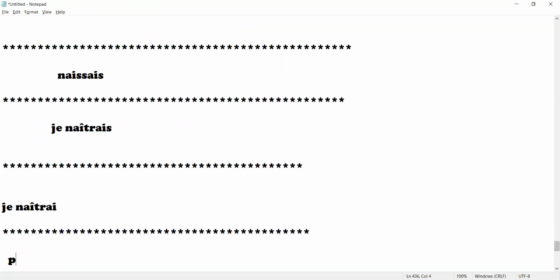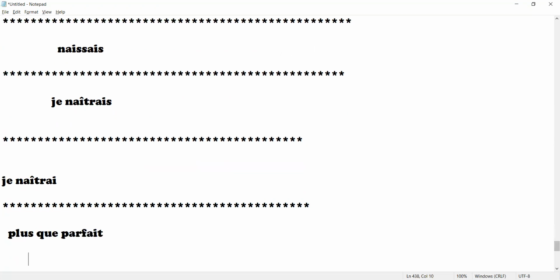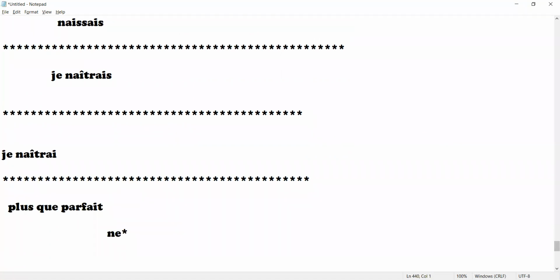Now, what would be the plus-que-parfait, the past perfect tense? In the case of the passé composé, I have to use the present of être. The present of être is what? Suis, have you done it? Is it clear to you? Yes. But over here, in the case of the plus-que-parfait, I have to use the imparfait of être. Are we clear? Naître is my être family verb.